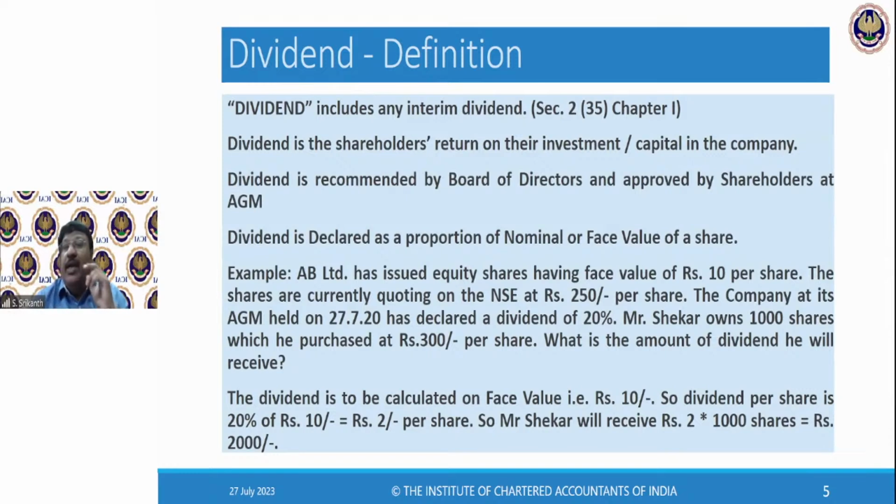Be careful. Dividend is calculated on the nominal or face value. Dividend is declared as a proportion of nominal or face value, whereas you would have bought it at a high market price. So your return may not be that rate. Suppose they are declaring a 20% dividend on the face value. On your cost, it may not be 20. It may be 3%, 4%, whatever. Because your real return is going to come when you sell.